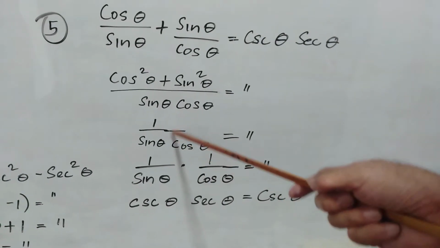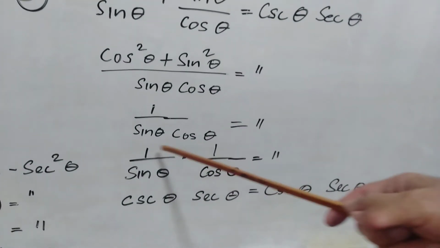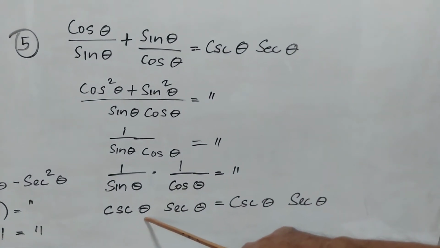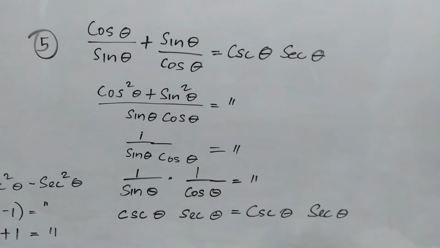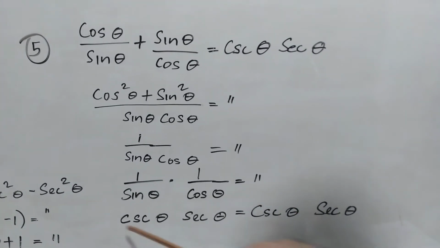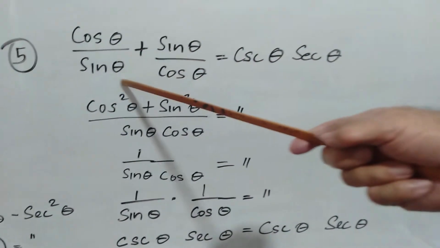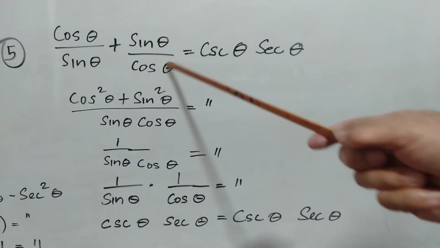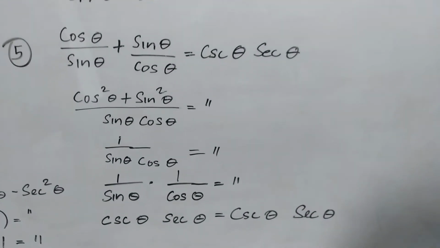And then we separate these two terms here, 1 over sine theta times 1 over cosine theta. And this portion here is equal to secant theta, and 1 over sine theta is equal to cosecant theta. So again, we have proven that the left side, cosine theta over sine theta plus sine theta over cosine theta, is equal to the right side of the equation, so our answer is correct.